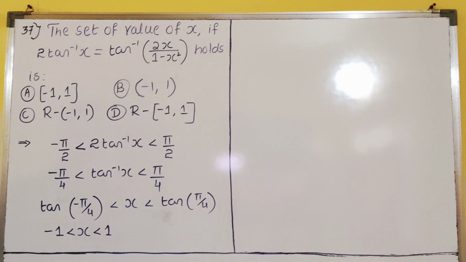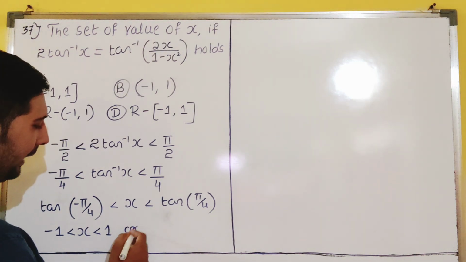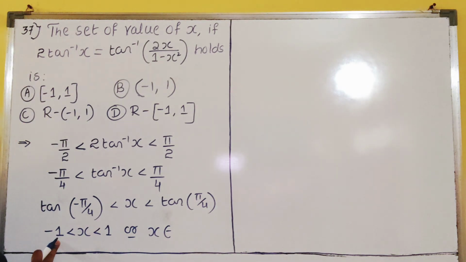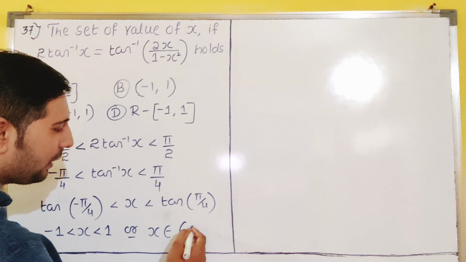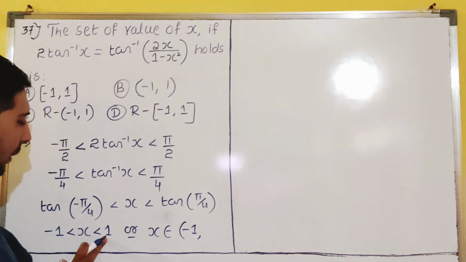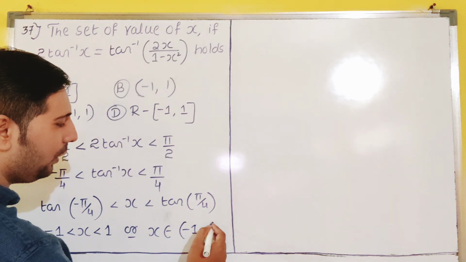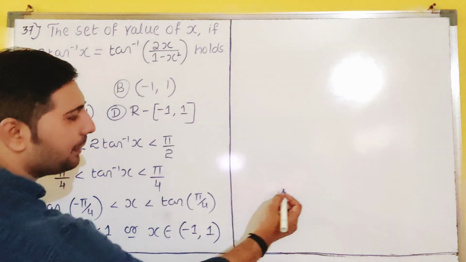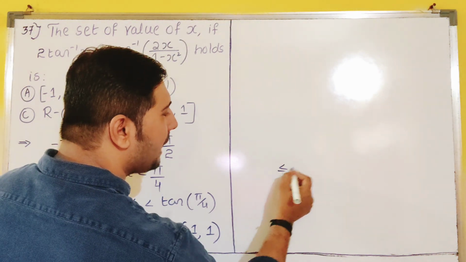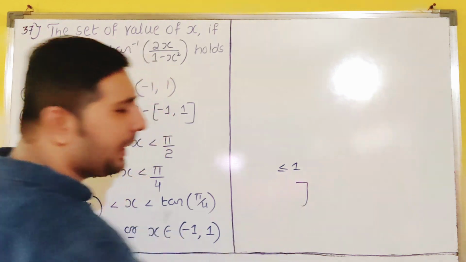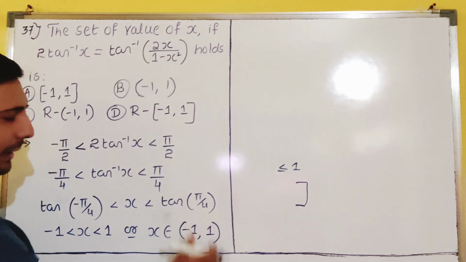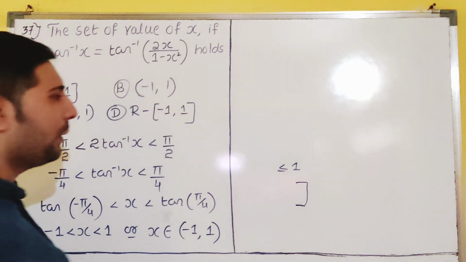So now which will be the correct answer? See, this means x belongs to the open interval from minus 1 to plus 1. We are not including minus 1 and we are not including plus 1, so that is also an open interval. If there were an equal sign, a closed bracket would have come. But equal is not there, so an open bracket comes.